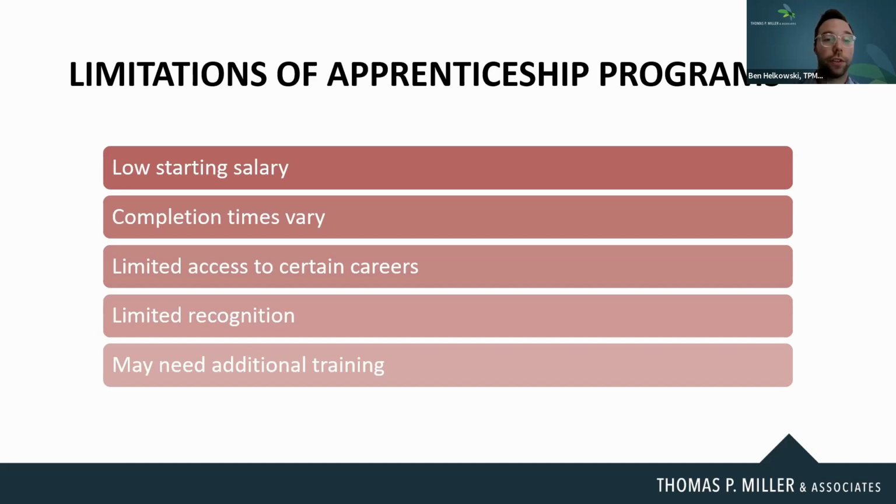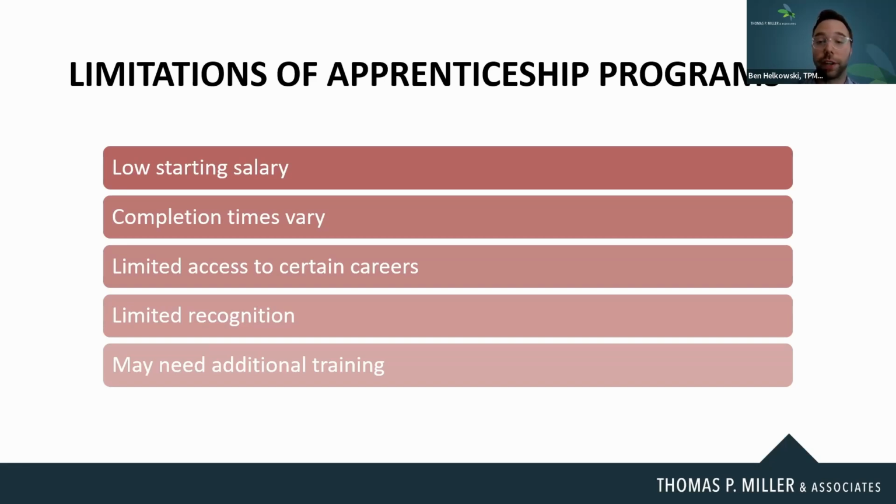So when thinking about the low salary component, registered apprenticeship programs can combat this by using RIOA funding and other braided funding to supplement wages of apprentices and make sure they are making competitive wages. Completion times may vary. This is often mentioned as a limitation. However, it can be viewed as a benefit of registered apprenticeship programs, as participants can complete the program at a time that works best for them, depending on what is going on in their lives.